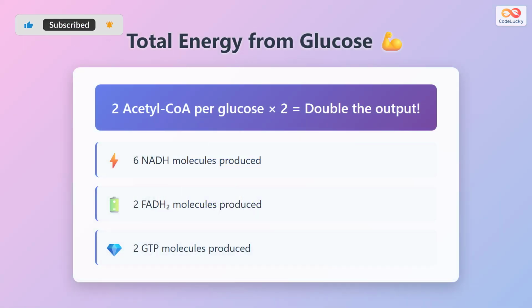Remember that each glucose molecule produces 2 Acetyl-CoA molecules, so the cycle runs twice per glucose. This means we need to double all the outputs. From 1 glucose molecule going through the Krebs cycle twice, we get 6 NADH molecules, 2 FADH2 molecules, and 2 GTP molecules. These electron carriers will carry their high-energy electrons to the electron transport chain, where the majority of ATP will be produced.